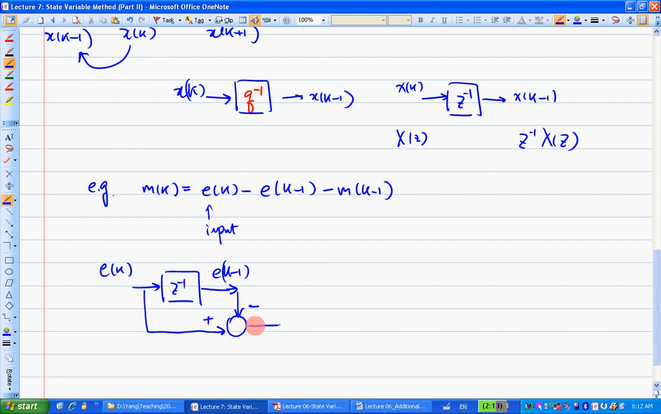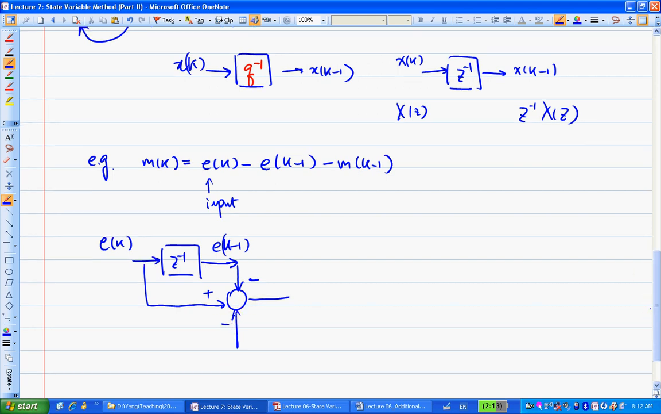So what comes out of this block here? What comes out of the block will be this minus this. It's not just this minus this, it's also minus m of k minus 1 here. So there has to be m of k minus 1 here. Where's m of k minus 1 from? m of k minus 1 is from m of k here. And what's m of k? m of k is the output of this junction here. So this is m of k.